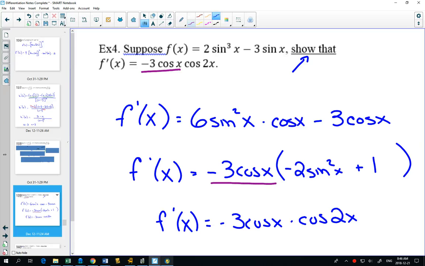Yes? Why isn't this all over negative 3 cos x? Out of here, I took out a negative 3, giving me a negative 2, right? Because negative 3 times negative 2 is 6. And I took out the cos x, leaving me with just the sine squared.